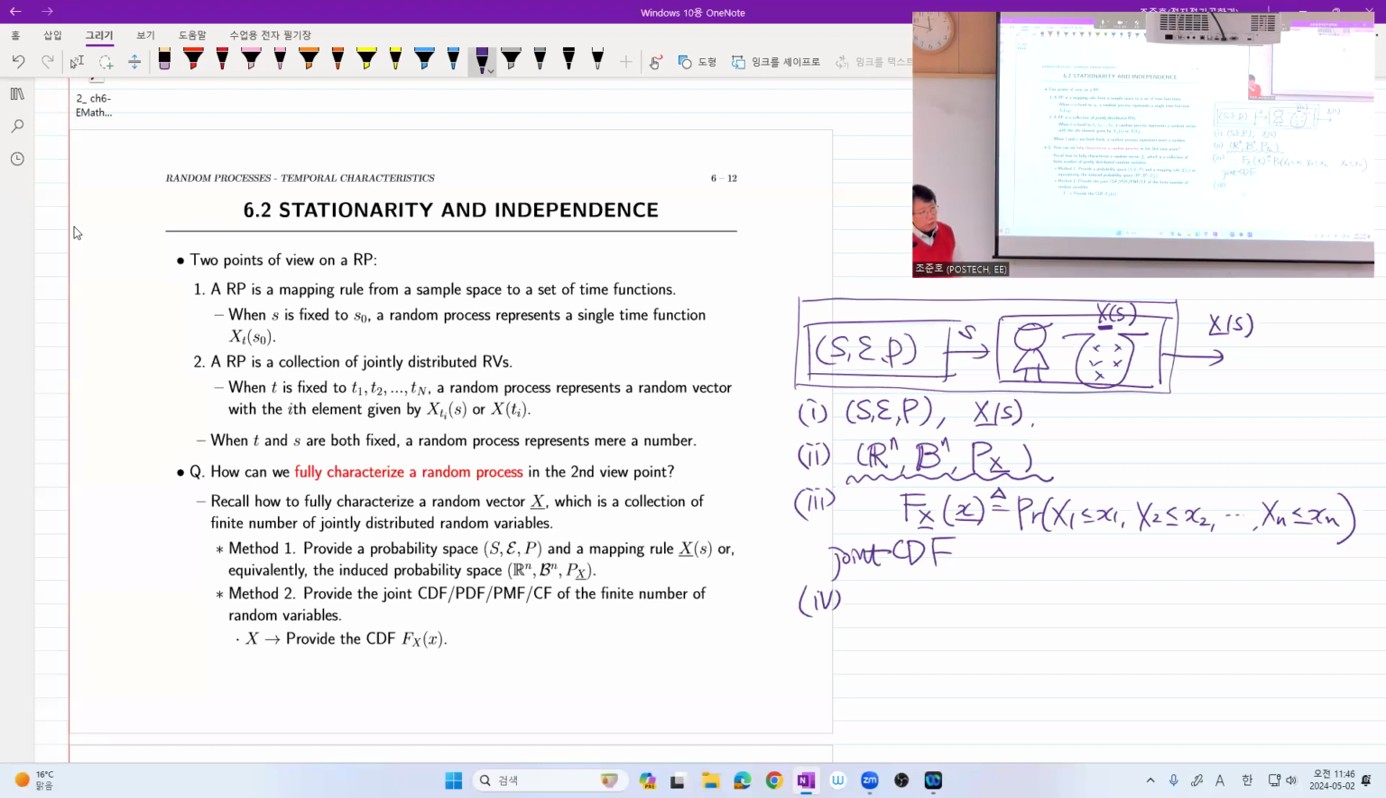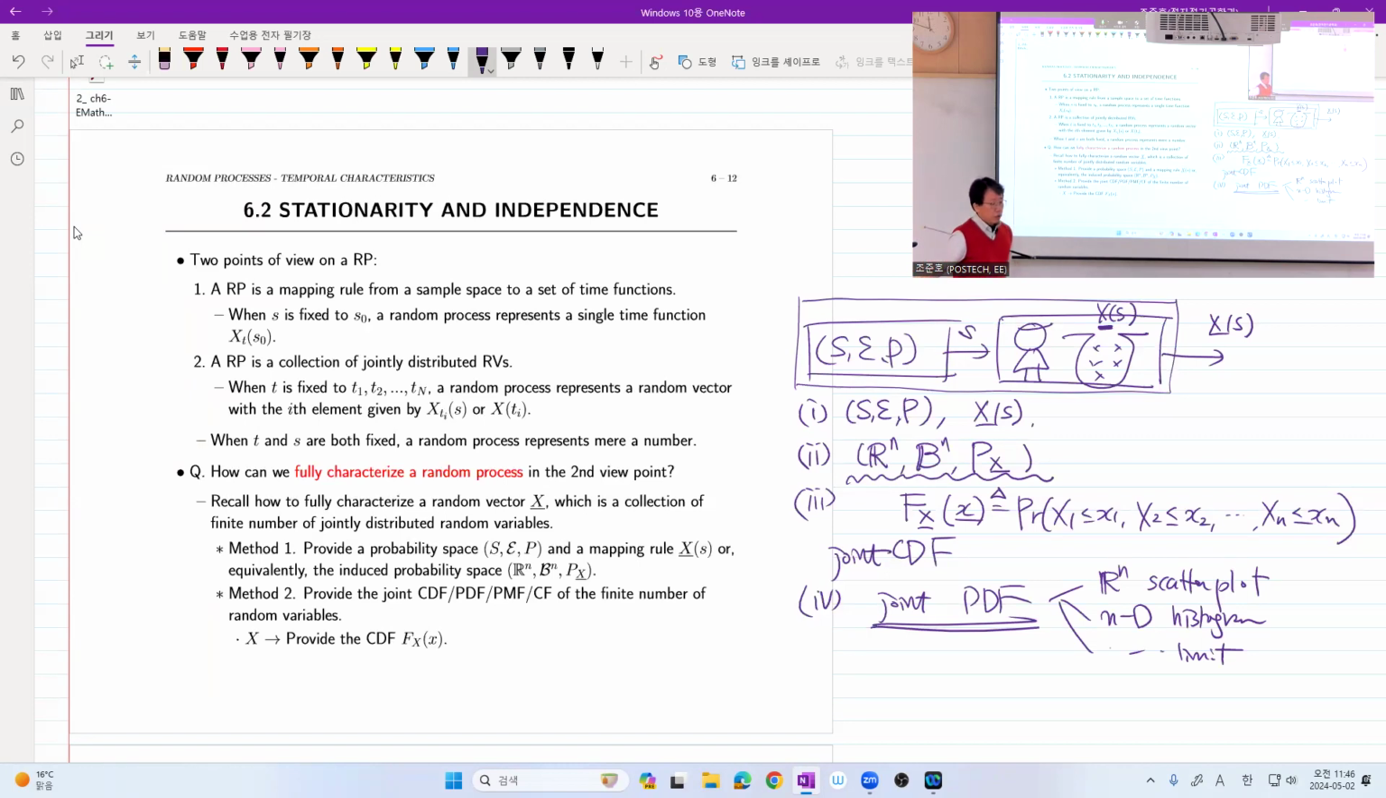And from joint CDF, we could what? We could derive joint PDF. And even though this notion of joint PDF is not that essential or fundamental in the measure theoretic definition, it is really appealing. And whenever you want to have some feeling about random something, you always have to resort to this one, because that starts from what? Multidimensional scatter plot, and n-dimensional histogram, and its limit. Right? And that really appeals to you in understanding what's going on.